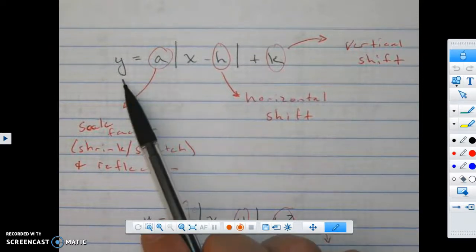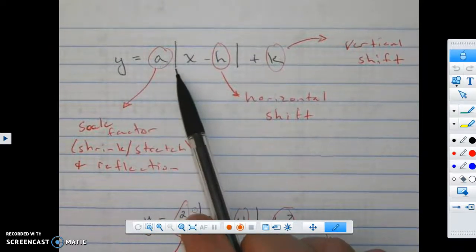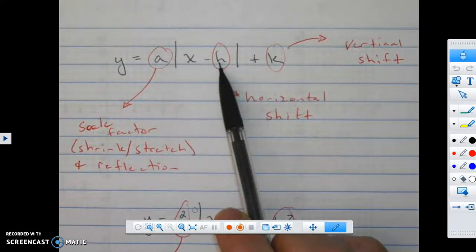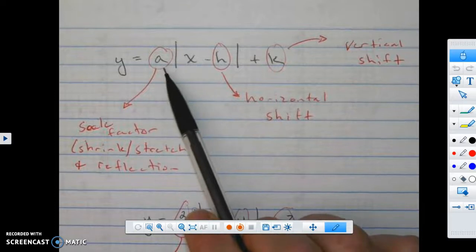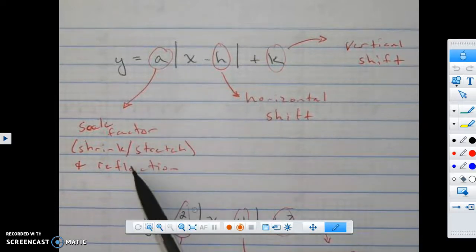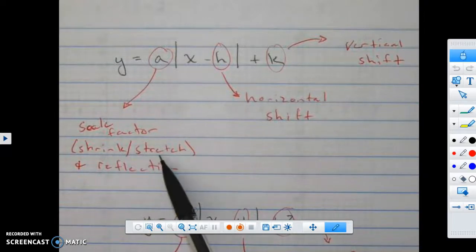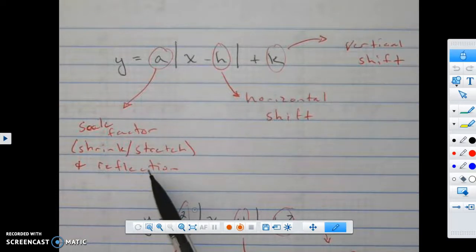This is our general form: y equals a times the absolute value of x minus h, plus k. Just real quick, a is still the scale factor. It either shrinks if it's between 0 and 1, or it's a stretch if it's greater than 1. And it can also reflect the graph over the x-axis, or make it open down, if it's a negative value.